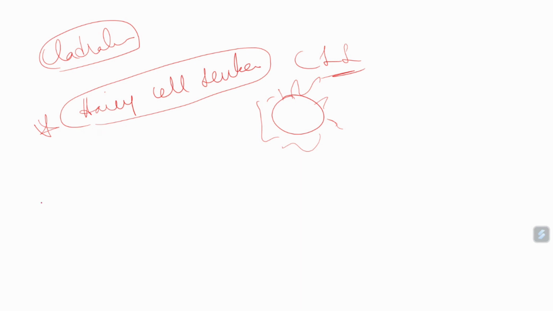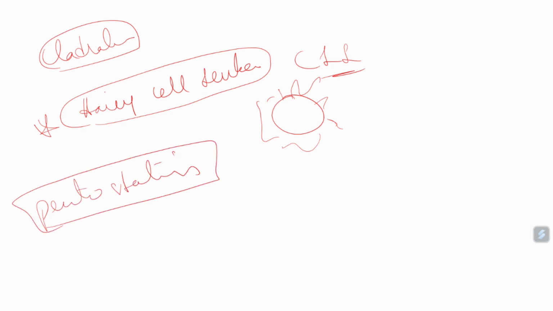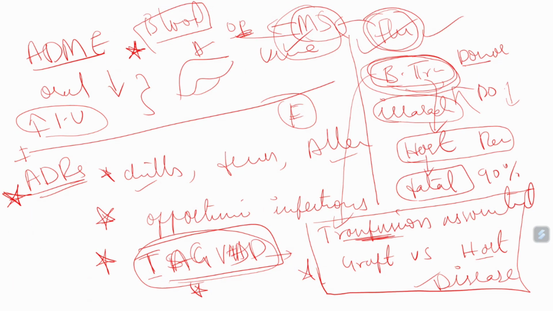Another drug I mentioned is pentostatin. Pentostatin is another purine analog. About this drug there is nothing very important. It is similar to cladribine and is effective for hairy cell leukemia. Adverse effects and all are not necessary. Anyway, fludarabine is important, and I think I explained everything about fludarabine.